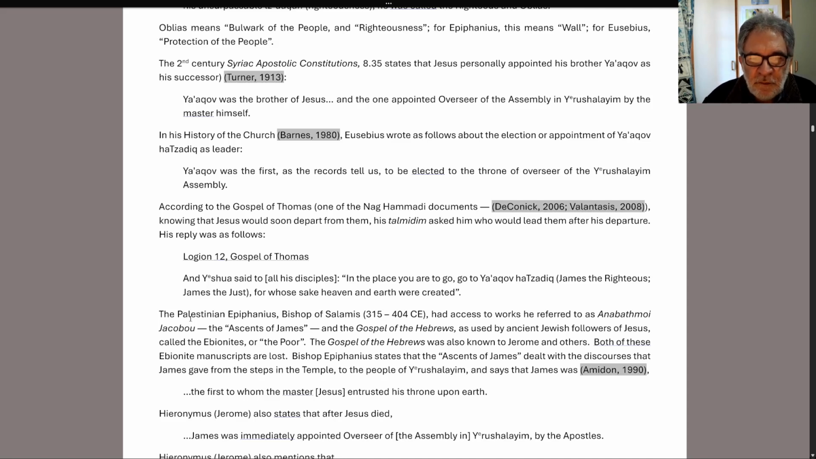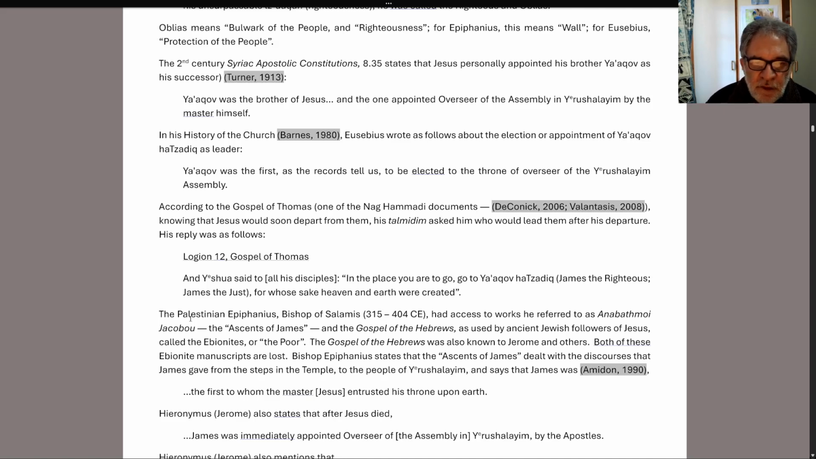The Palestinian Epiphanius, Bishop of Salamis, had access to works he referred to as Anabathmoi Iakobou, Ma'alot Yaakov, the Ascents of James, as well as the Gospel of the Hebrews, used by the ancient Ebionites, or the poor ones. The Gospel of the Hebrews was also known to Jerome and to others.